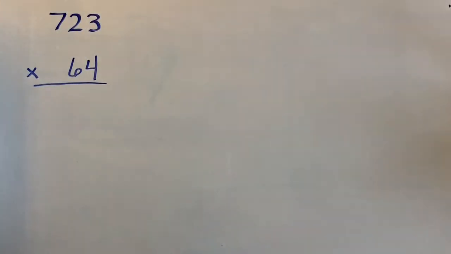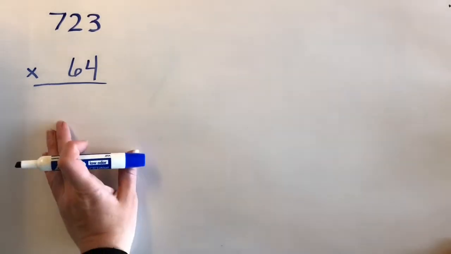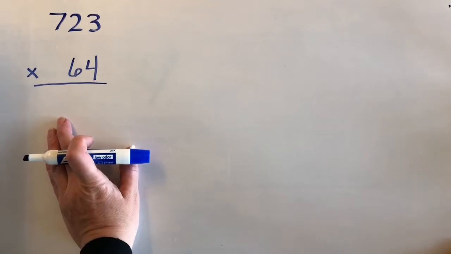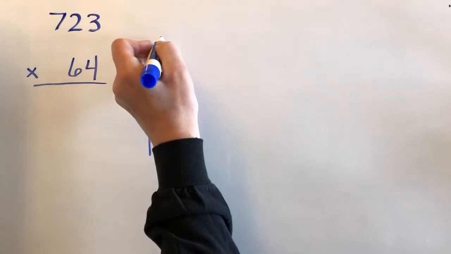In today's lesson, we are going to be looking at 2 by 3 digit multiplication problems. So I've set up a similar problem to yesterday's. It is 723 times 64. And in order to solve this problem, I'm going to use all of the strategies that we already have talked about. Again, I'm going to start with the array model.